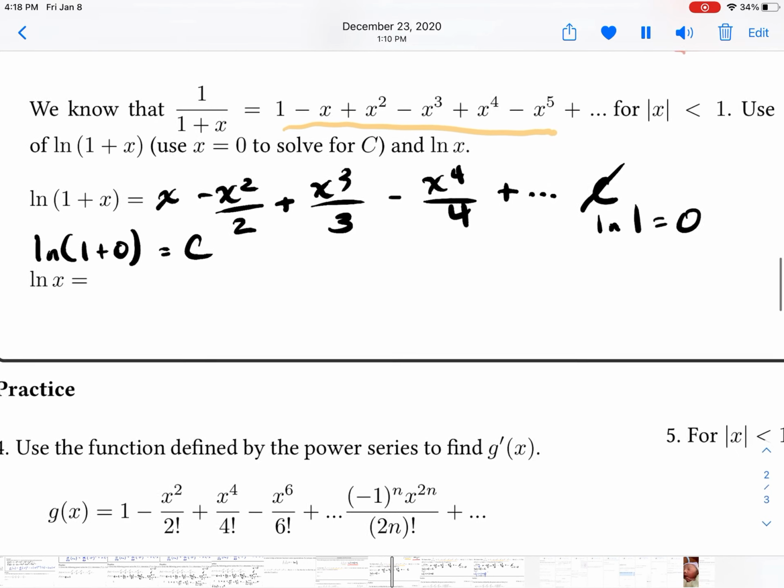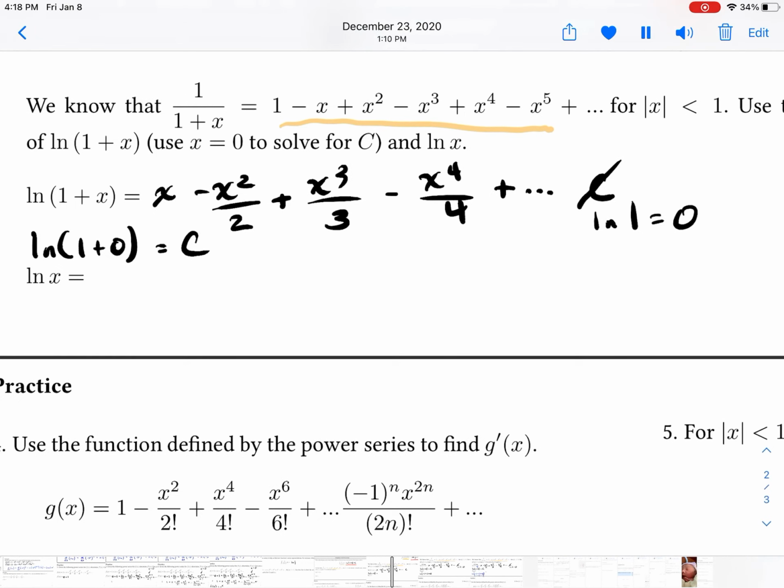So with this bit of information, see if you can write the series for the natural log of just x. So pause this video and see if you can work that out on your own.